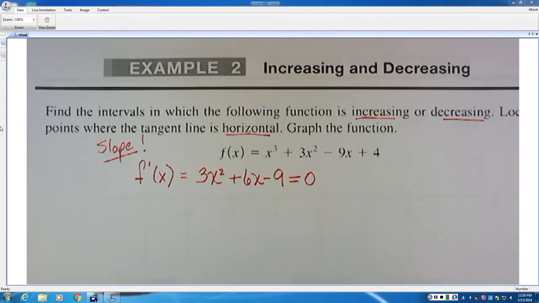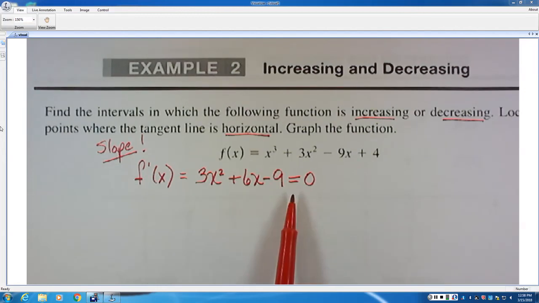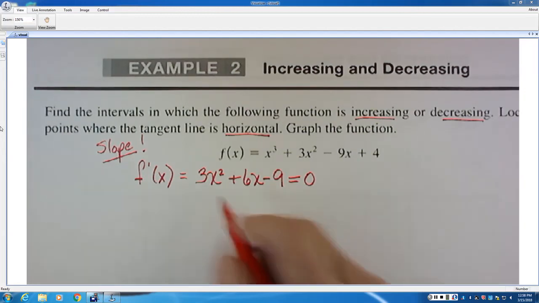Find the value of the derivative. When it's 0, what is the x that causes that to happen? Yeah, you can factor it, because the first thing you notice is I've got 3, 6, and 9. You can divide all those by 3.